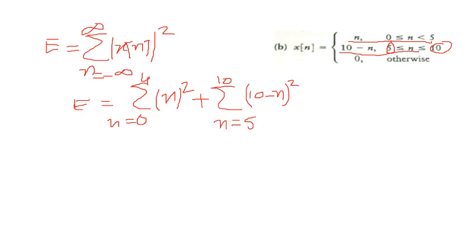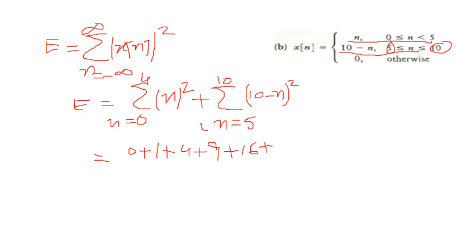So we can just write n equals 0, so 0 square is 0, plus 1 square is 1, plus 2 square is 4, plus 3 square is 9, plus 4 square is 16. Okay, that's all for the first part.